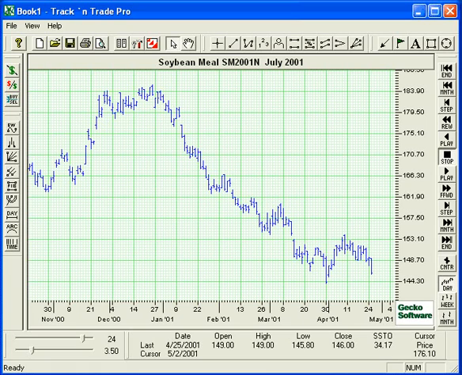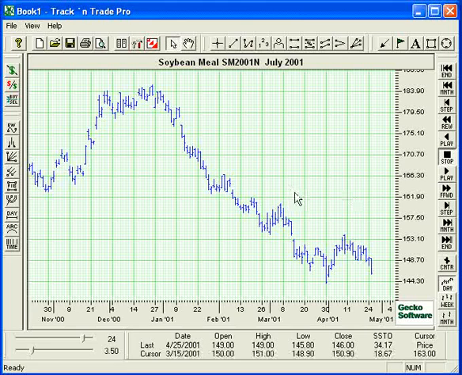Now in this example, I want to introduce you to a reversal pattern. A reversal pattern, or a pattern in general, is a reoccurring price pattern that happens in charting. What we want to do is look for these patterns, and as they happen, they give us signals of what the market's going to do.